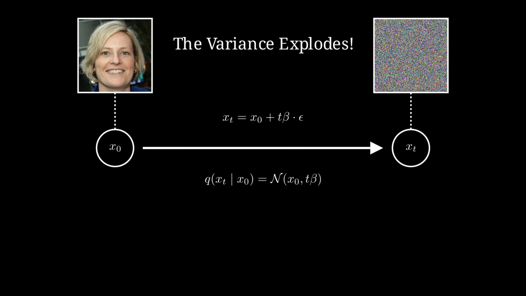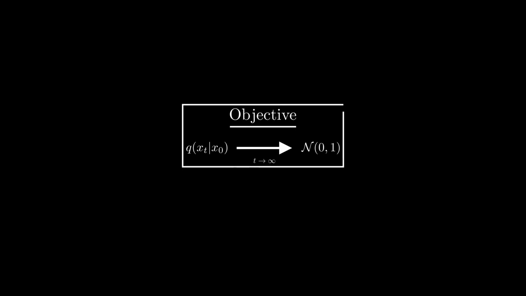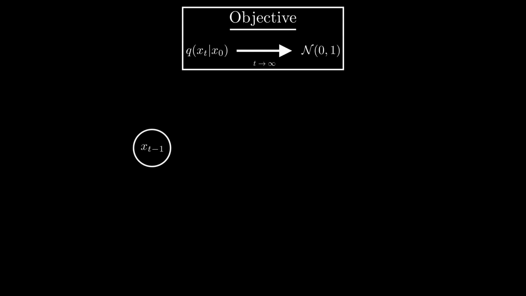normal distribution. Let's now define a diffusion process that actually works, one that gradually transforms our data into a standard normal distribution. For this, we need to satisfy two conditions. The mean has got to converge to 0 and the variance to 1. To do that, we'll modify the way we go from a given step to the next.